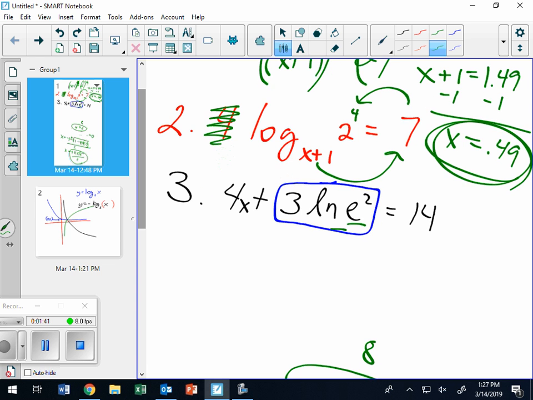On number 3, my hint is that ln should be rewritten and made into log base e. And that way these bases are the same, and this becomes 2. 2 times 3 is 6. 4x plus 6 equals 14. And then from there, it's super easy. I believe that I ended up getting 4 on this one, but I will just show one last.